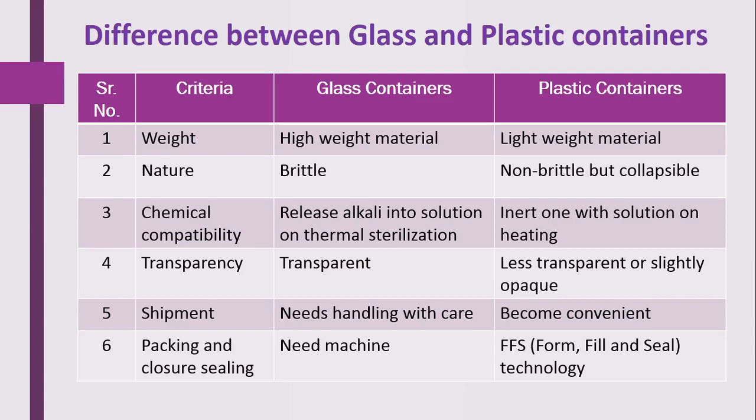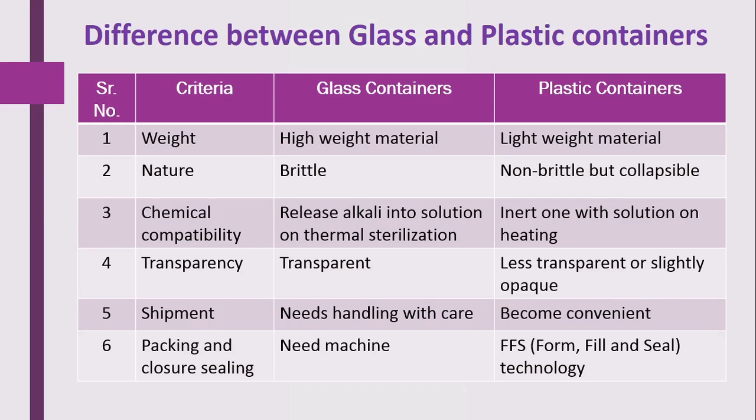Next, transparency. A glass container is transparent. We can see if there are any changes in the product which is stored in it. So it is visible in the case of glass containers; you can see the product stored in it. But in the case of plastic containers, it is less transparent or slightly opaque. You can't see what has happened to the product after storing it.